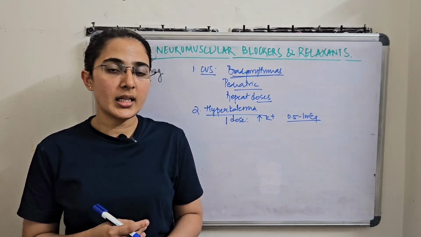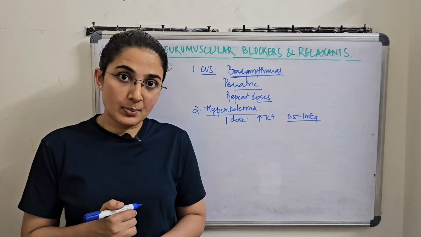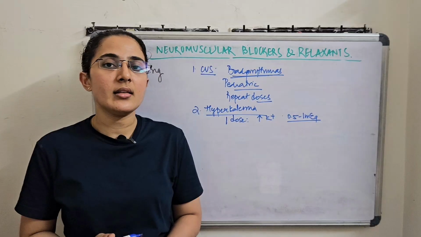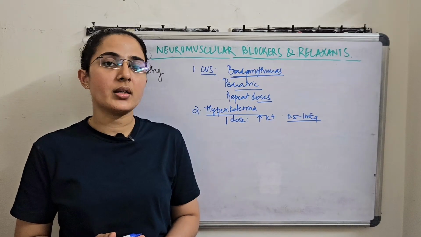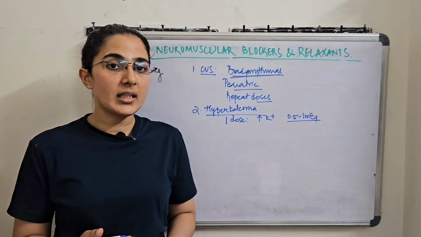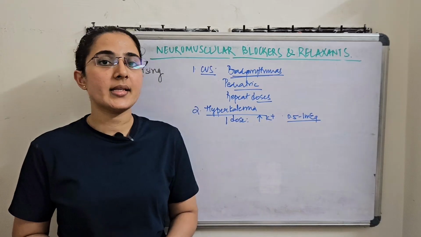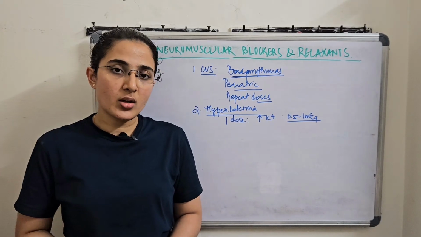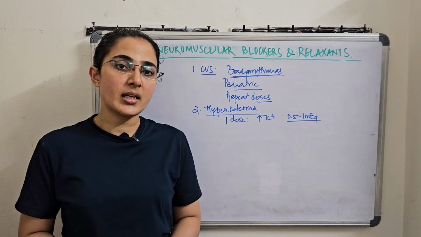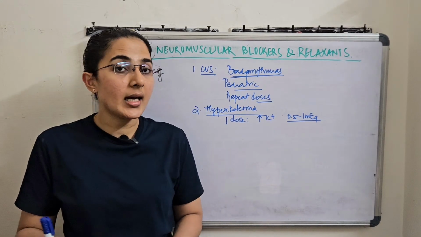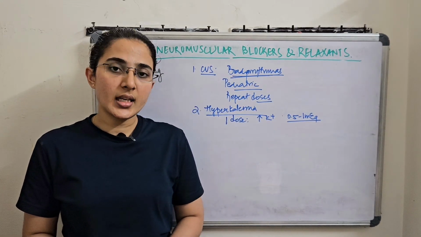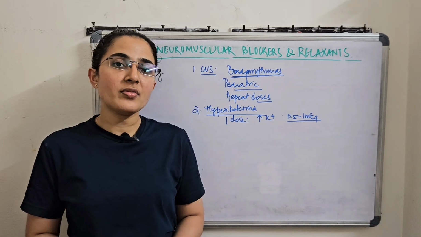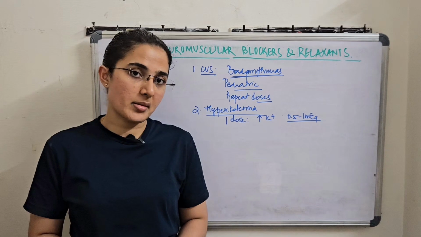Treatment of hyperkalemia includes mechanical hyperventilation, or we can give calcium gluconate at a dose of 15 milligram per kg body weight, or salbutamol nebulizations. We can also flush out the excess potassium from the body by giving diuretics like furosemide.